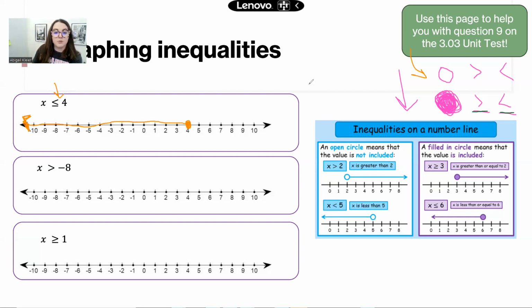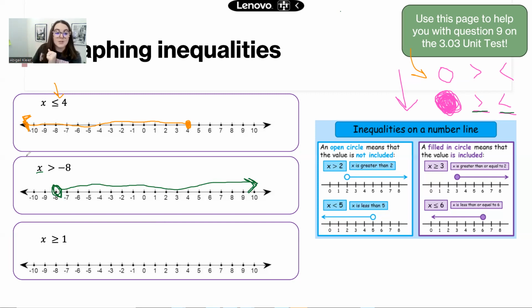I'm going to change my color as I move on to the next one. x is greater than negative 8. So again, I find the number on the number line. In this case, I'm going to use an open circle because my symbol did not have the line underneath it. So it does not include the number negative 8, but x is a number greater than negative 8. So I'm going to go towards the increased values, and that would be my number line. So again, you're really only looking at a few things. Plot the number from the inequality, and then you have your symbol. You just need to decide open or closed based on equal to or not, and then the direction of your line.